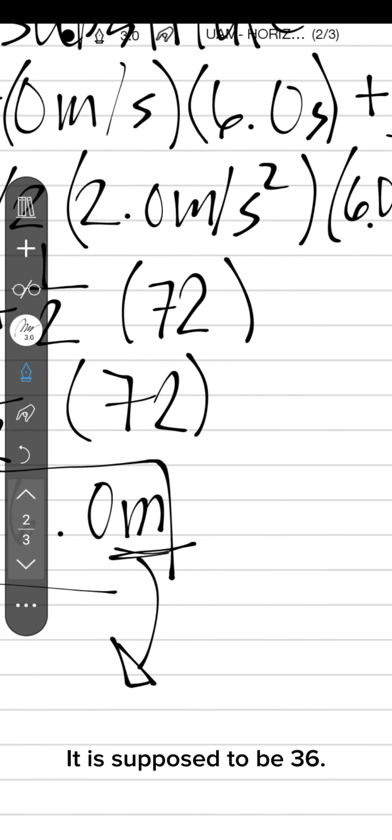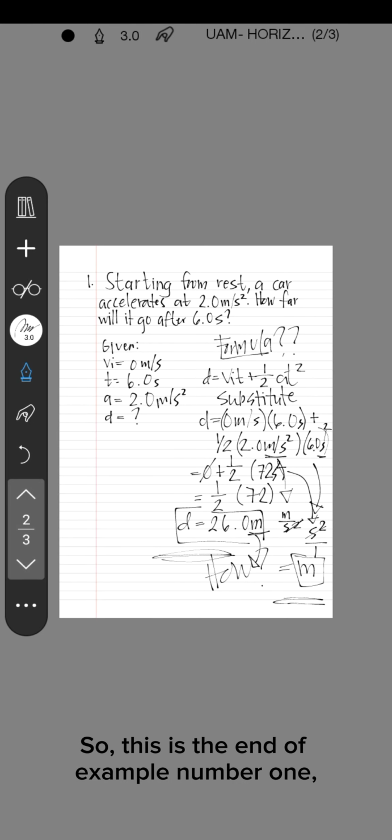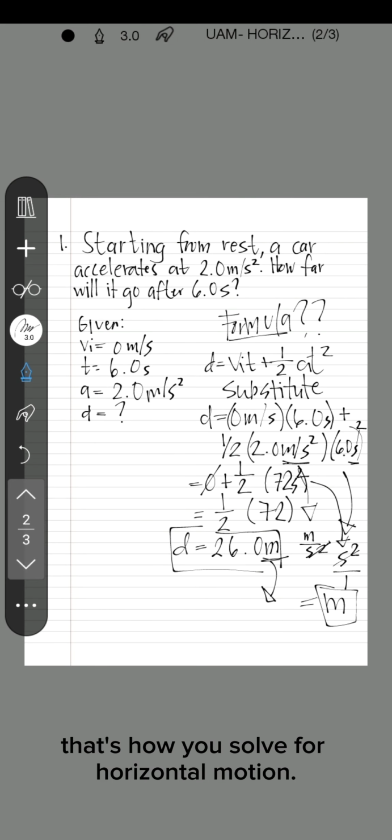Yeah. Now then, please enjoy my mistakes, me correcting it, but don't worry, in the end we got there. That's what matters. So that's the end of example number 1, and that's how you solve horizontal motion.